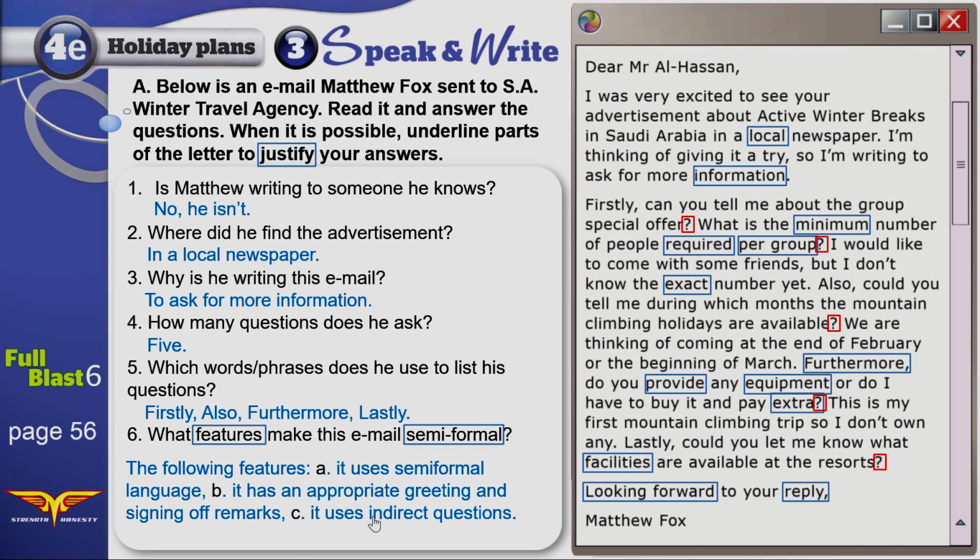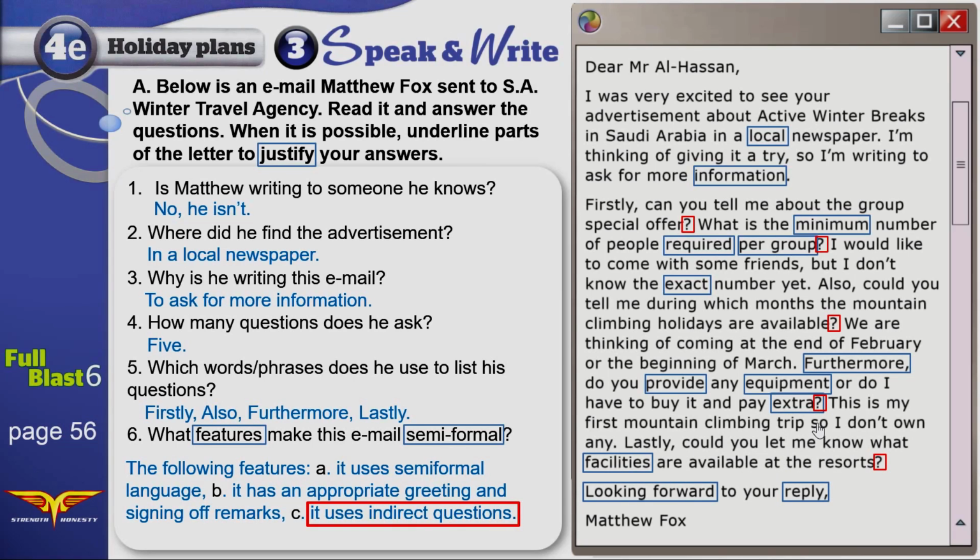C. It uses indirect questions. Where are the indirect questions? Look at this question. Could you let me know what facilities are available at the resort? This question is indirect. How do we make it a direct question? By saying, what are the available facilities? This is a direct question. What are the available facilities? But in here it's indirect.